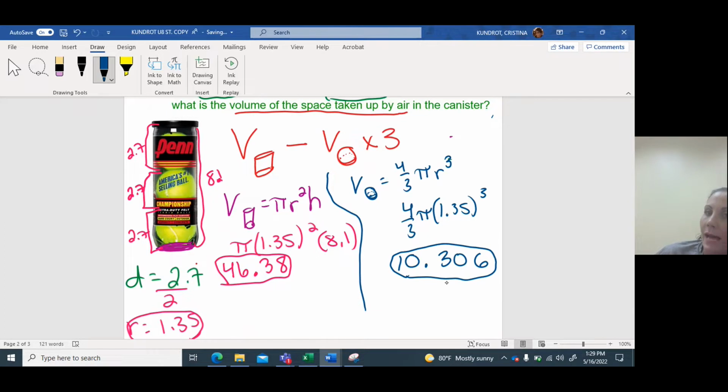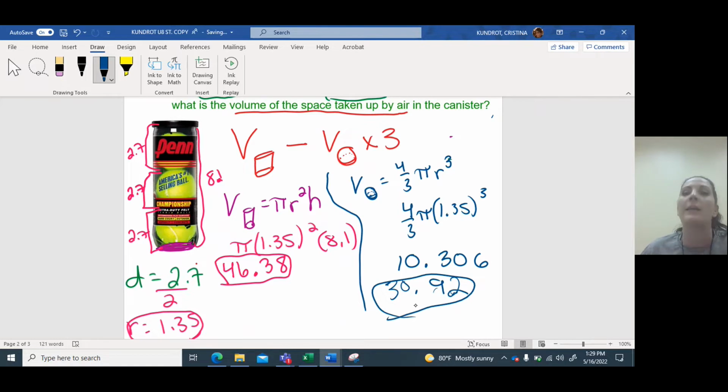Oh, now I circled that, but actually be careful, because what that represents is the volume of one ball. We have 3 balls, so we actually have to take that 10.306 and multiply that by 3. And when we do that, we are going to get 30 point, I'm going to say 92. Oh goodness, that 2 is rough looking. Now that right there represents the volume of all 3 balls. Multiply that guy by 3. There we go. So now let's go back to our plan.